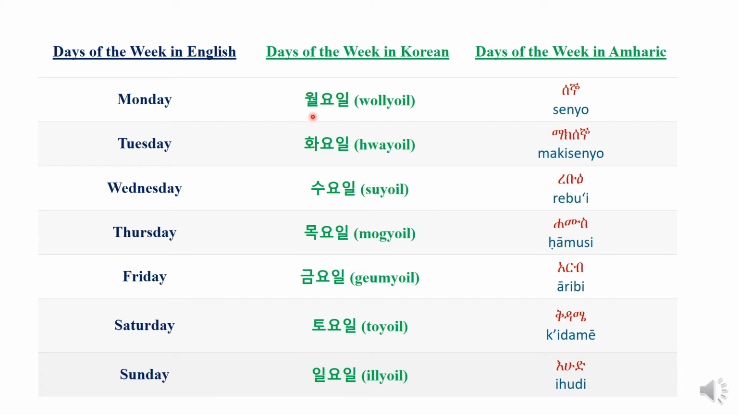the first ones. 월, 화, 수, 목, 금, 토, 일. If you remember those, you just have to add 요일 to each of them. So practice by yourself when you go to Amharic one.